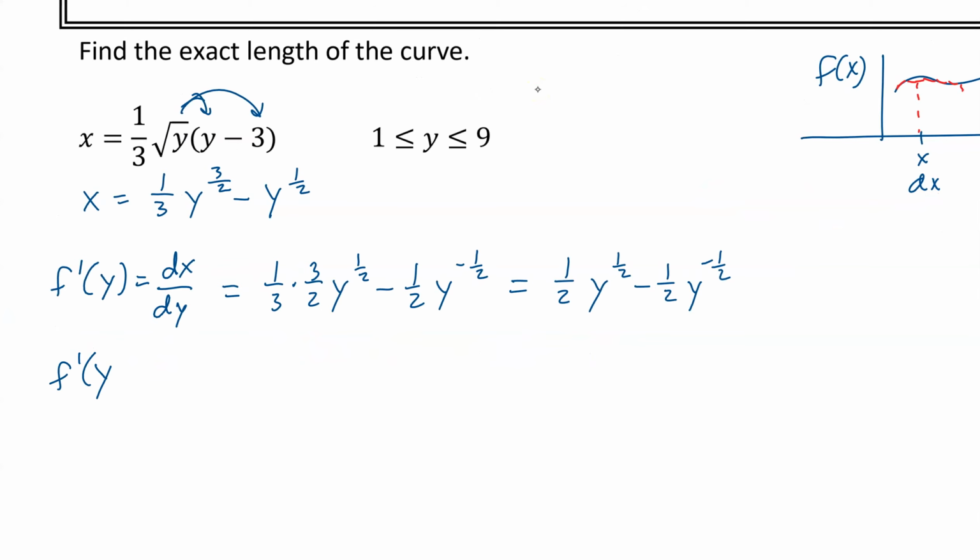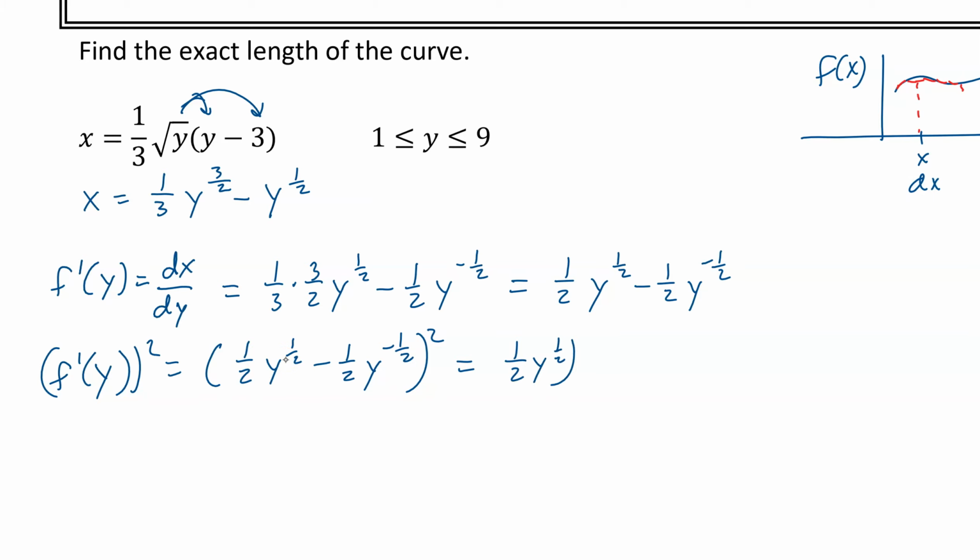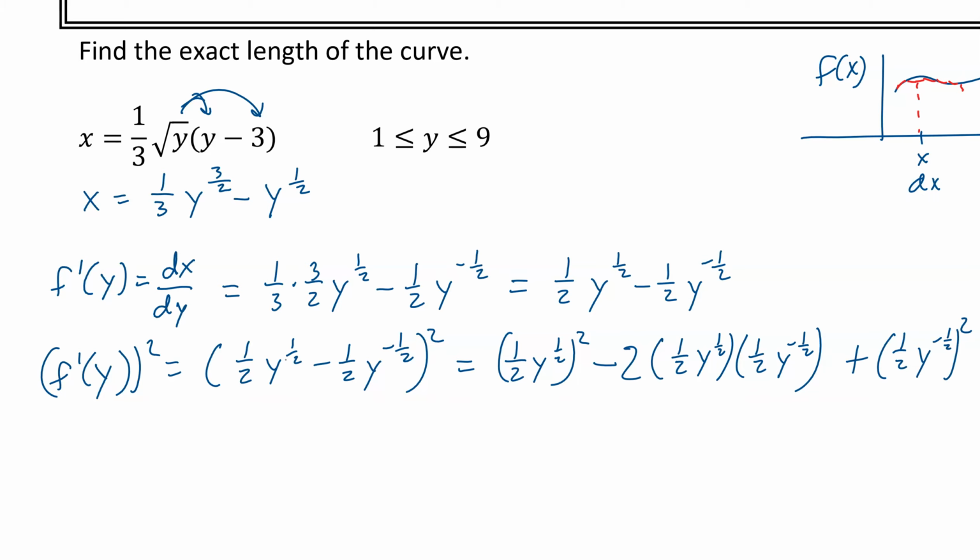So f prime of y squared would be 1/2 y to the 1/2. And the more you do the squaring, the quicker you're going to get at it. All right, so for the first one, oops, forgot the square, we're going to get 1/2 y to the 1/2 squared minus, because there's a minus there, 2 of them together. So 1/2 y to the 1/2 times 1/2 y to the negative 1/2 plus 1/2 y to the negative 1/2 squared.